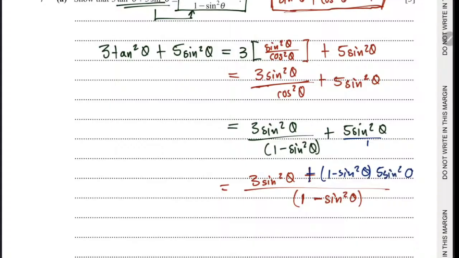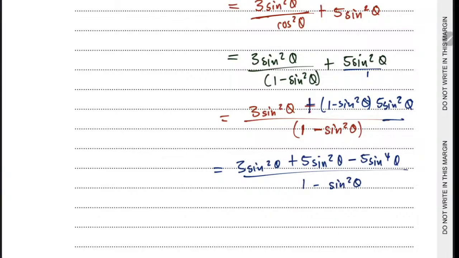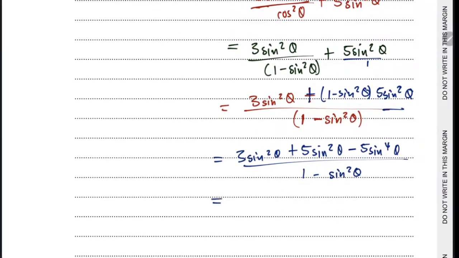So this becomes 3 sine squared theta plus, here you have to expand. So 5 sine squared multiplies 1, it becomes 5 sine squared theta. Then 5 will multiply this negative, it becomes minus 5 sine to the 4 theta. And it's over 1 minus sine squared theta. Can you see that? This becomes 3 plus 5, you get 8 sine squared theta minus 5 sine to the 4th theta, all over 1 minus sine squared theta. You see?